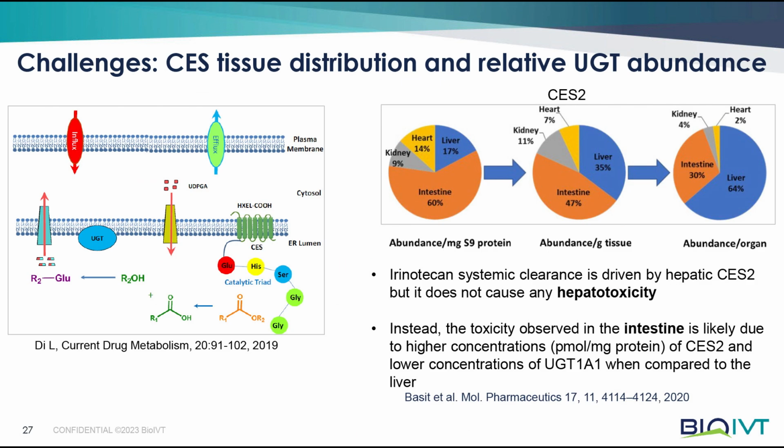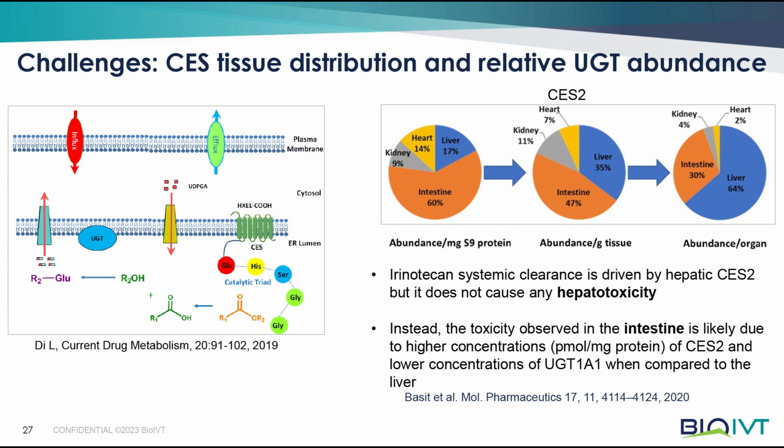So then I mentioned irinotecan earlier. So tissue distribution and UGT abundance. This is looking at abundance per milligram of S9 protein. And so in the intestine, a large amount of carboxylesterase 2. And then looking at just the abundance per gram of tissue, again, large amount in the intestine versus the liver, and then you can see the other tissues. And then abundance per organ. So again, carboxylesterase 2, there is still quite a high abundance in the liver, but also in the intestine.